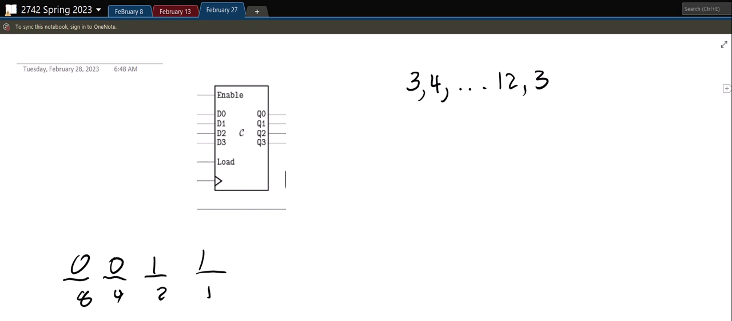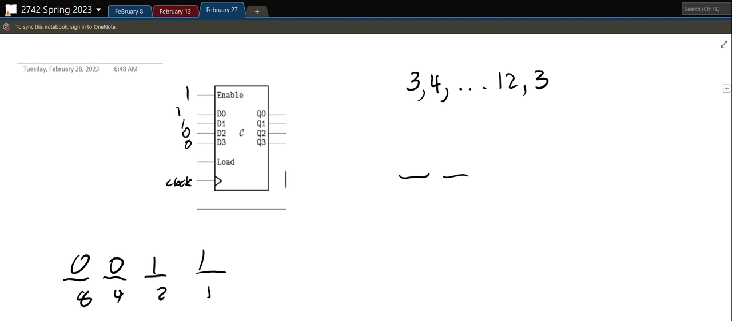So D0 is 1, so we'll load that. D1 is 1, and then the rest are 0. We want to enable, and we'll have the clock. Okay, and then it'll load 3. So it'll start at 3, because that's what we're loading. And then we assume our counter works as intended, and it'll count up 3, 4, 5, 6, 7, 8, 9. And then when it gets to 12, we want it to go back to 3.